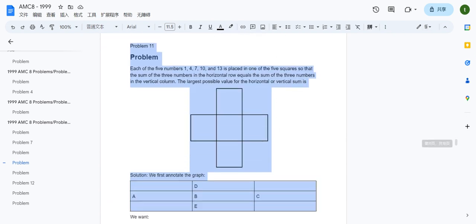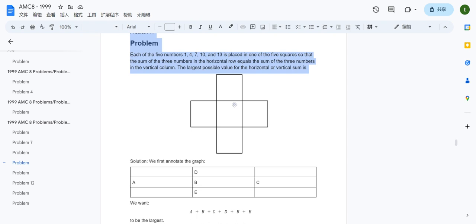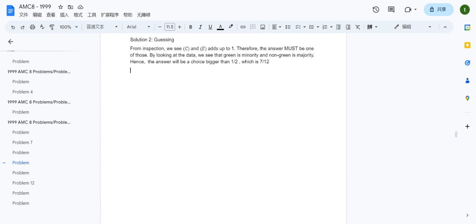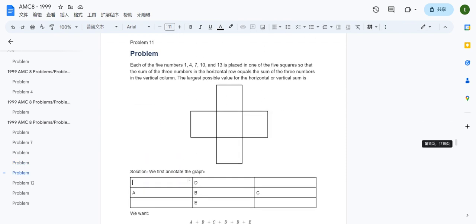This is a key logic for me to make that educated guess. Now let's talk about 12. Each of the five numbers 1, 4, 7, 10, 13 is placed in one of the five squares, so that the sum of the three numbers in the horizontal row equals the sum of the three numbers in the vertical column. The largest possible value for the horizontal or vertical sum is, look at this.